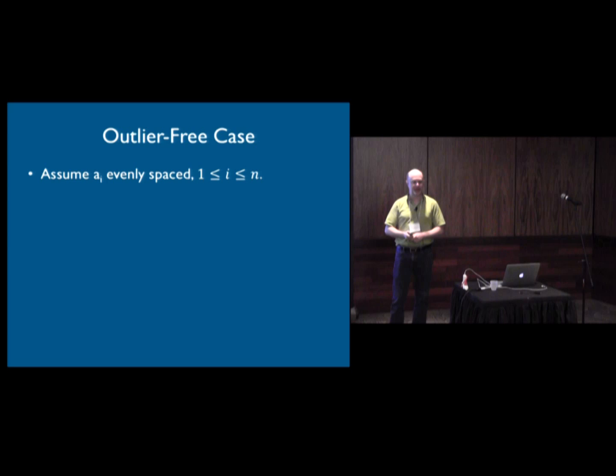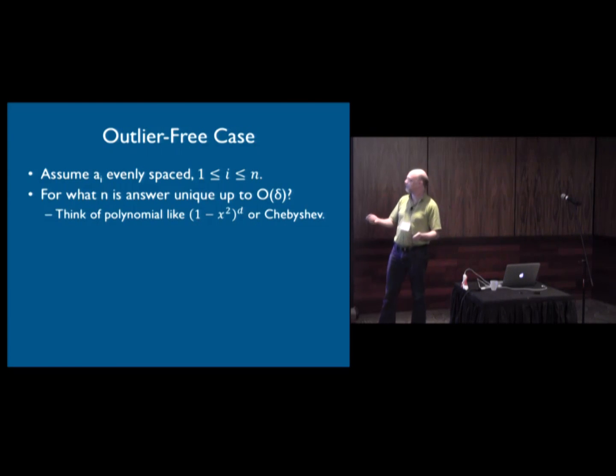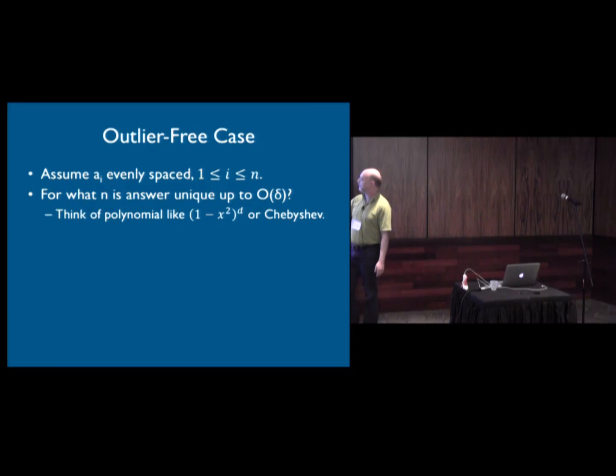So here we assume that the AI are evenly spaced. And you ask, for what n is the answer unique up to order delta? So just information theoretically, you have to worry about polynomials like this polynomial, 1 minus x squared to the d. If x is bounded, if x is far from the origin, 1 minus x squared to the d is going to be tiny and very close to 0.